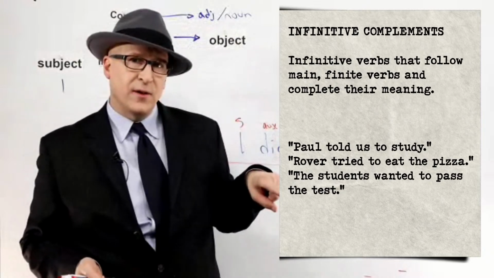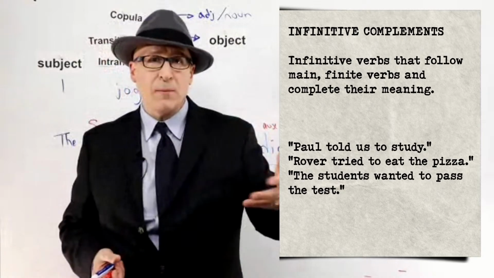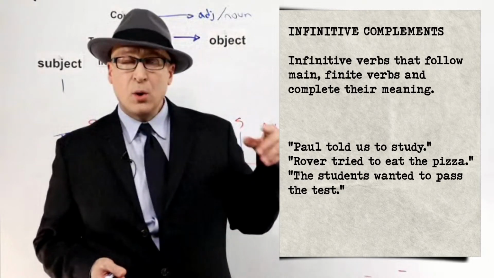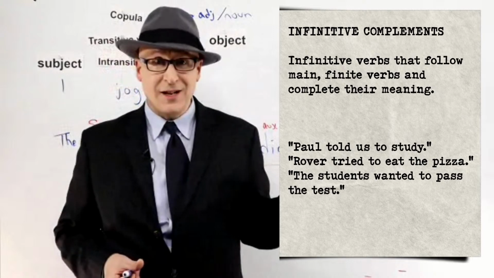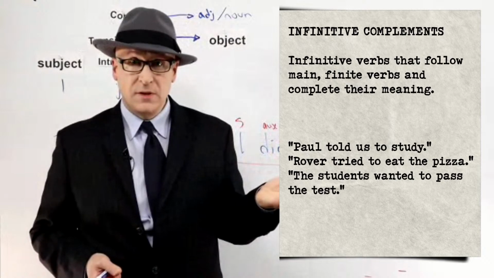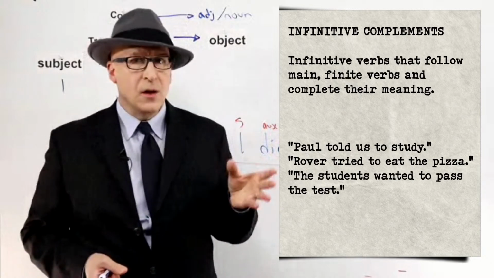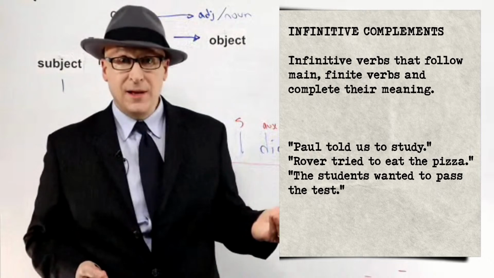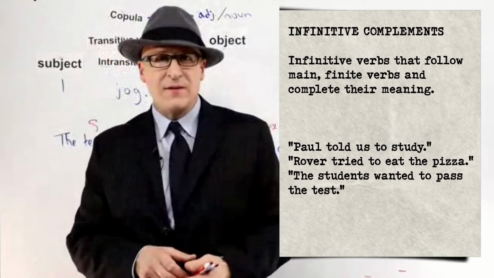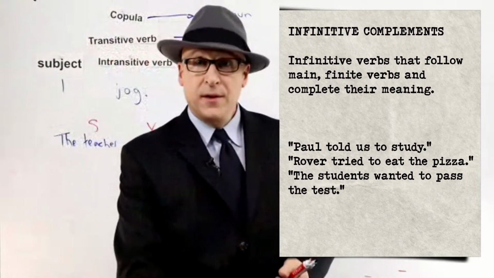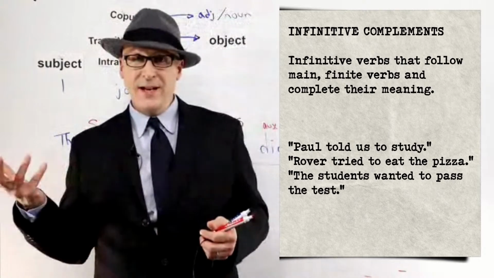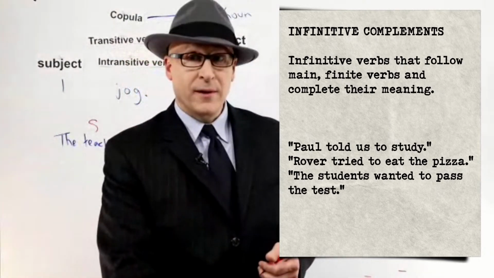And these infinitive verbs express an unfinished or future possible action. These actions haven't happened yet, right? Paul told us to study. This sentence doesn't tell us that you did study. Maybe you didn't. Rover tried to eat the pizza. Tried, but did Rover succeed? We don't know. The students wanted to pass the test. Maybe they didn't pass, but they wanted to. Okay? So these infinitive verbs aren't actions that necessarily happened. They're possible actions. That's why they're infinitive. Infinitive verbs haven't happened. They're just actions in theory.